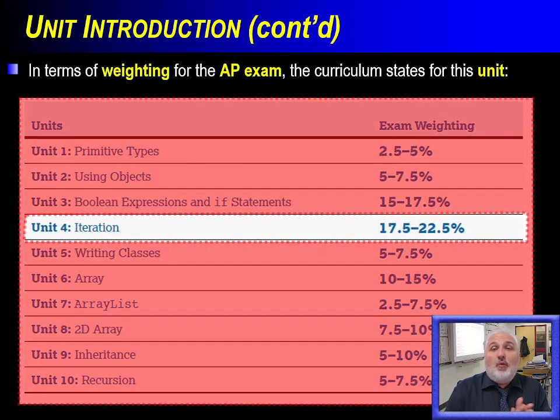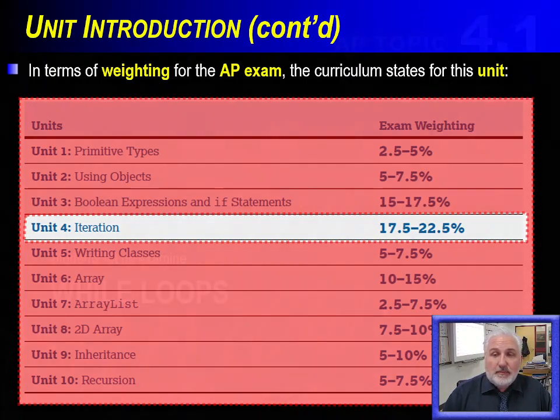All right, in terms of weighting for the AP exam, believe it or not, iteration is the heaviest weighted section. It's from 17.5% to 22.5% of the AP exam. It is the largest weighted section of all 10 units. So iteration comes up in the AP curriculum as Unit 4, okay? But it has the heaviest weighting at that high number.